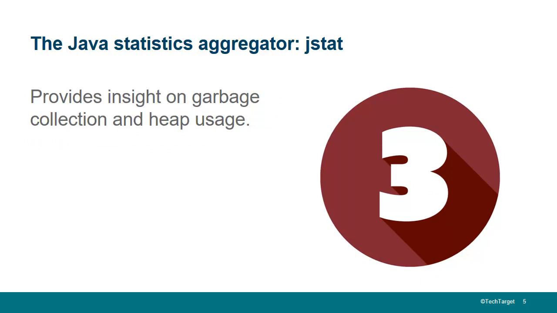Number 3, jstat, the Java statistics aggregator. This can give you information on how garbage collection is working and how much of the heap is being consumed. So you can use this to maybe change or optimize your garbage collection algorithms and maybe even allocate a little bit more or a little bit less memory to the JDK when it starts up so that the heap can be managed most efficiently.